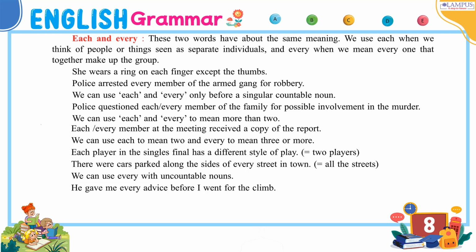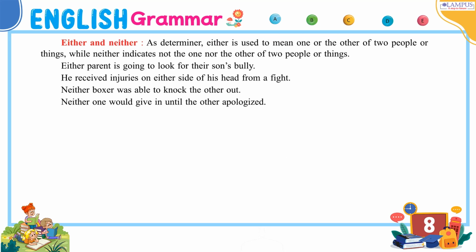All the streets. We can use every with uncountable nouns. He gave me every advice before I went for the climb. Either and neither. As determiners, either is used to mean one or the other of 2 people or things, while neither indicates not the one nor the other of 2 people or things.